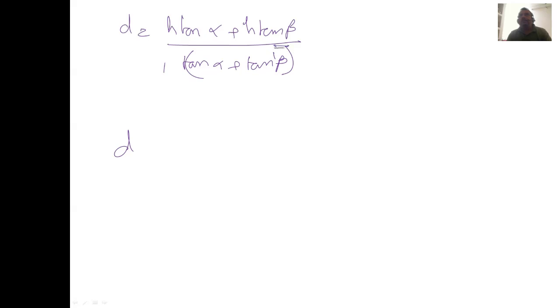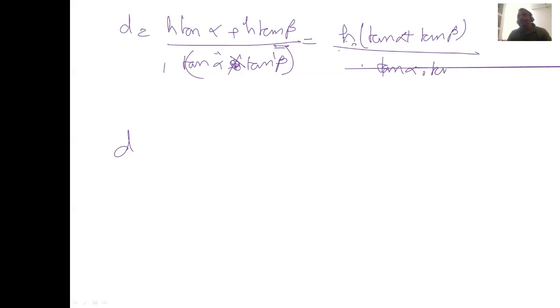Therefore, you will take H common, H into tan alpha plus tan beta, and below, what is there? Upon the LCM, the multiplication was tan alpha into tan beta, and it is equal to D. We will do the cross multiplication.